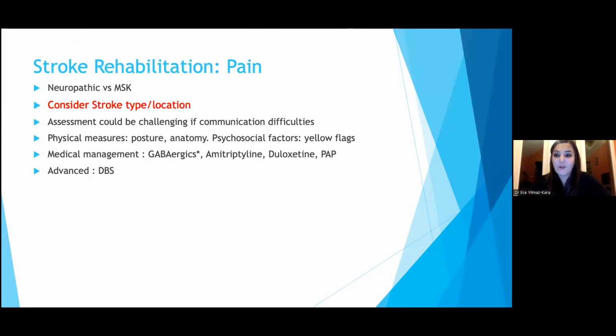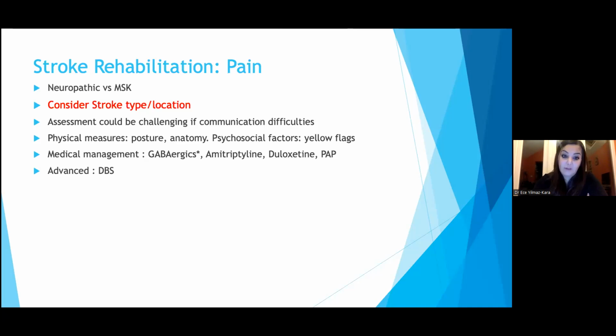Pain. Is it neuropathic or musculoskeletal pain? I'll tell you, it's going to be a bit of both. Of course, with the stroke type and location, we can have an idea of whether it is more neuropathic or not, but not all the time. And if our patient presents with communication difficulties and cognitive difficulties, it's going to be very difficult to assess the pain. We're going to rely on facial expressions or estimation, really.